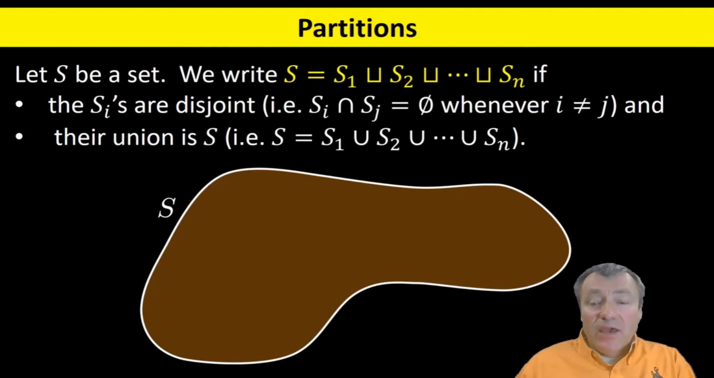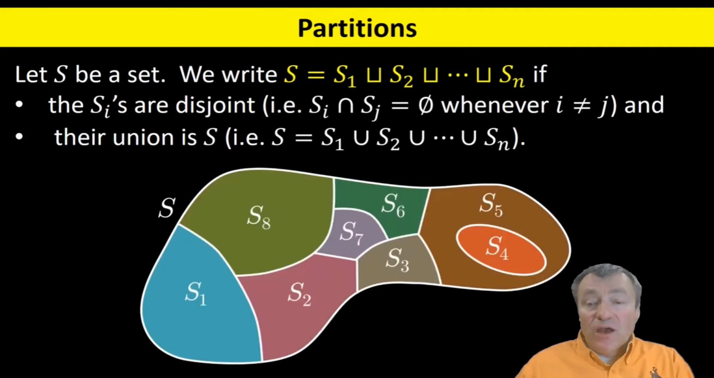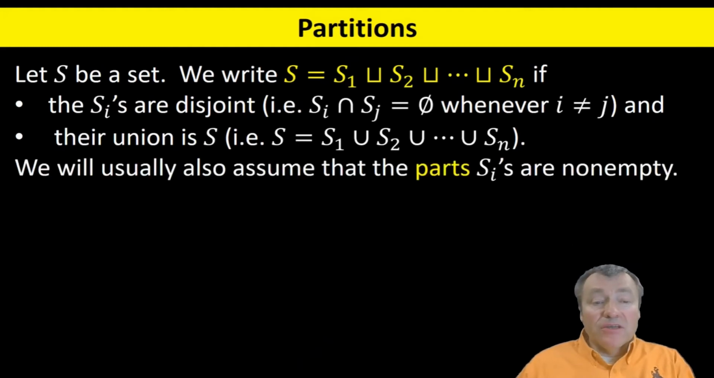What I've written here is a way of splitting up the set S into a bunch of disjoint subsets, S1, S2 up to Sn. Their union is all of S, and no two of them overlap. So in place of the usual cup symbol for union, I can use this square cup symbol to emphasize that it's a union, but with no two of the parts overlapping. We usually assume that the parts, which are the Si's, are non-empty subsets. These subsets are called parts, hence partition.